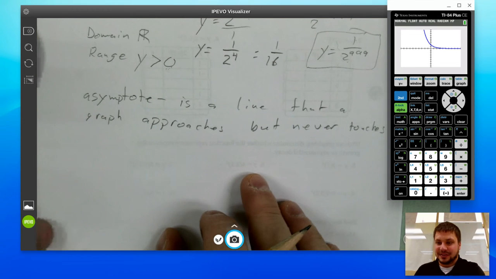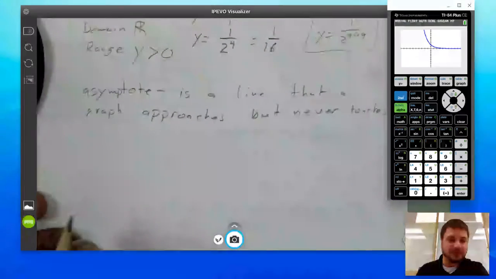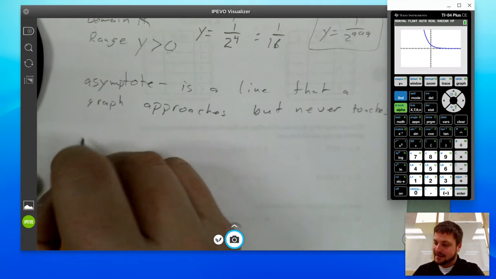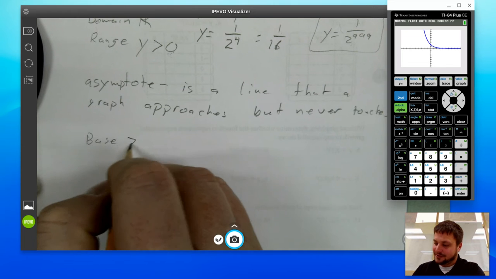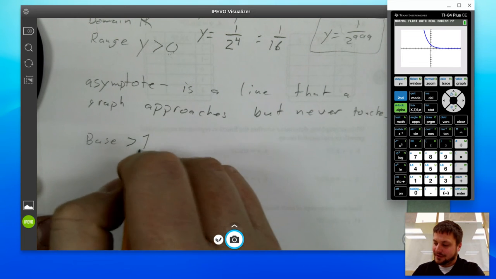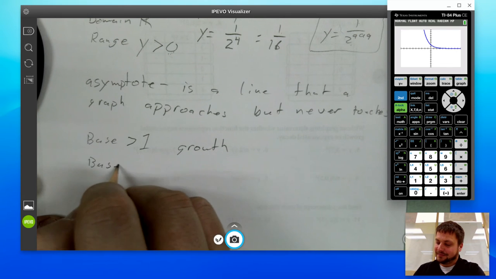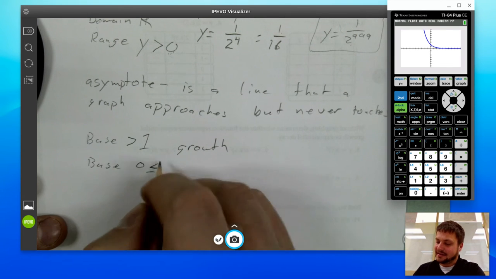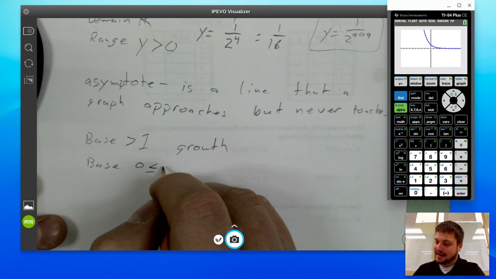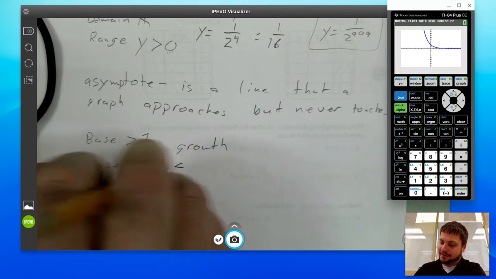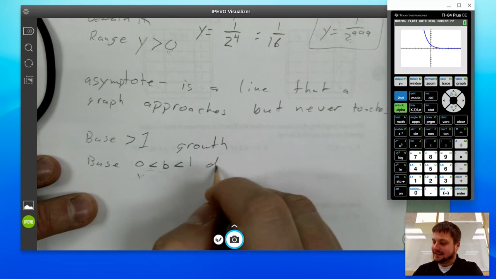Well, how can you tell the difference between a growth and a decay? By just looking at the equation. It's all about the base, okay? If the base is greater than 1, then it's a growth. If the base is between 0 and 1, oh, I don't want or equal to there, sorry, then it's a decay.